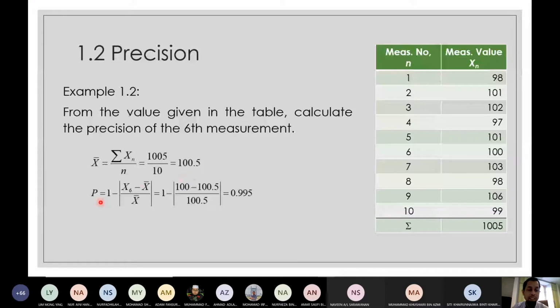So to determine the precision of the sixth reading, we replace x6, which is 100, and then we minus with the average, and then we simplify this equation to get a value of 0.995. So that is the precision of the sixth reading. And we can do the same thing for each reading, and we'll get the precision value. Okay, so basically here, precision refers to how close the value is to the average value. The closer it is to the average value, that means it's more precise.